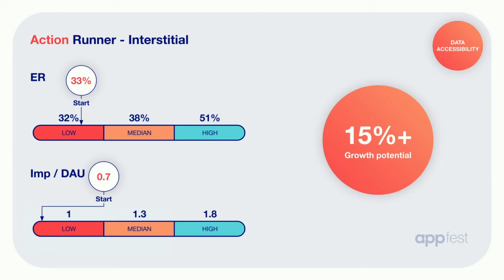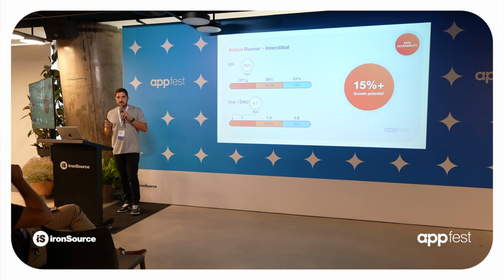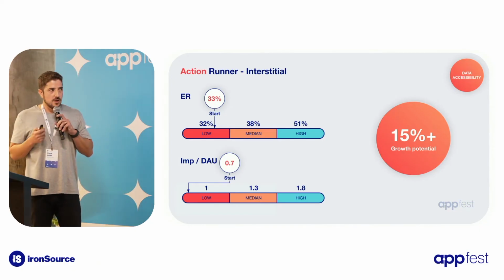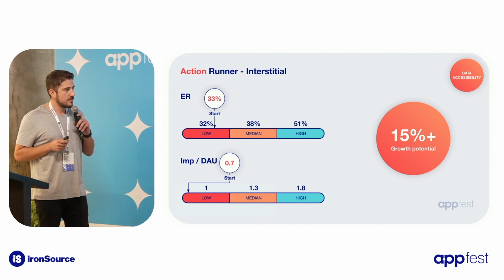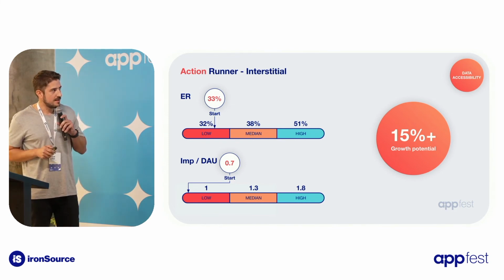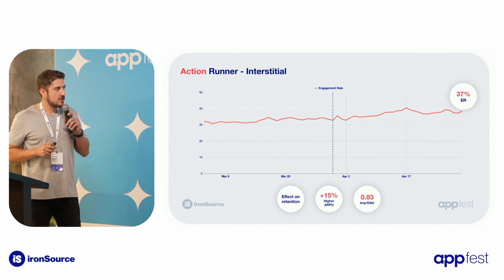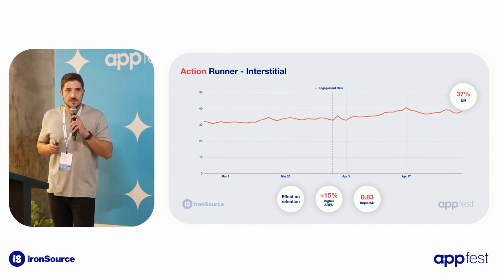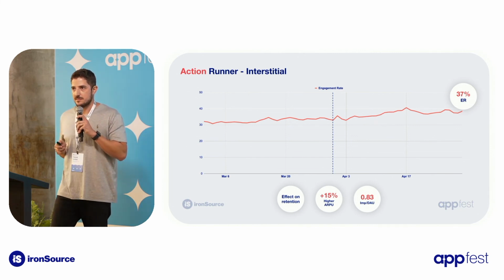Next example is a runner game that didn't want to bombard their users with interstitials. They were really concerned about that. So you can see that they started with a low engagement rate and below 1 video per daily active user of interstitial in their game. We looked into the game, and basically our recommendation was to play with the grace period and try to A/B test a more aggressive approach, and we estimated a growth potential of 15% by reaching the median benchmark. So what happened here, this client gently reduced the grace period, eventually bringing it to an engagement rate of 37%, had a very minor effect on retention, and grew overall ARPU by 15%, while still maintaining a very gentle impressions per DAU and not bombarding the users with many ads, with great results.